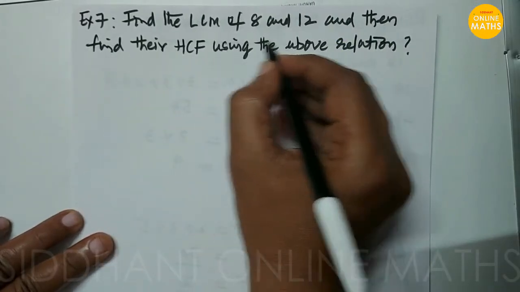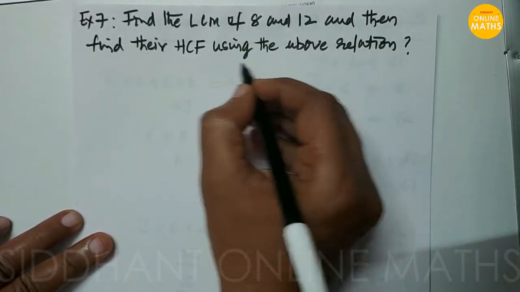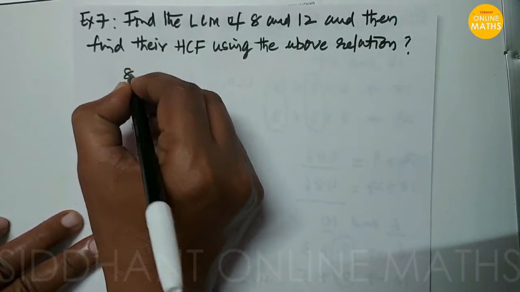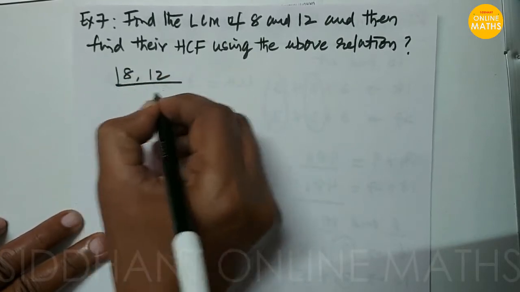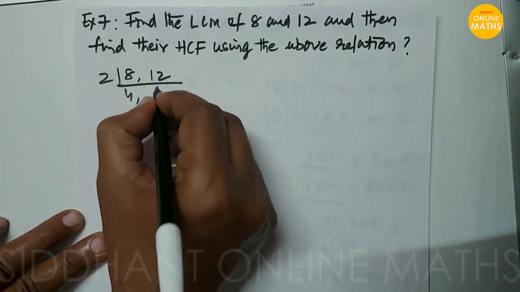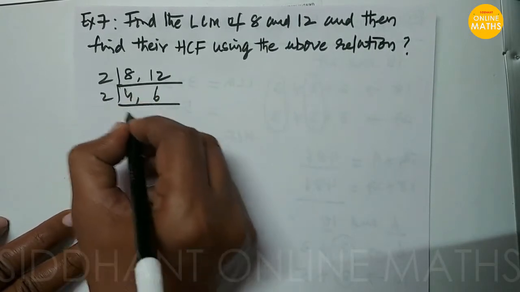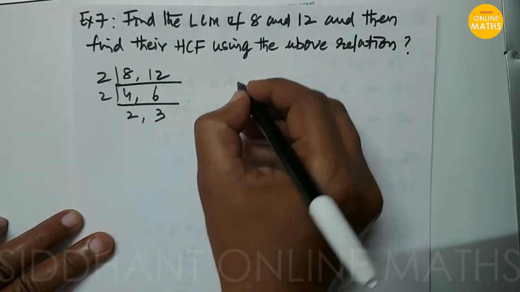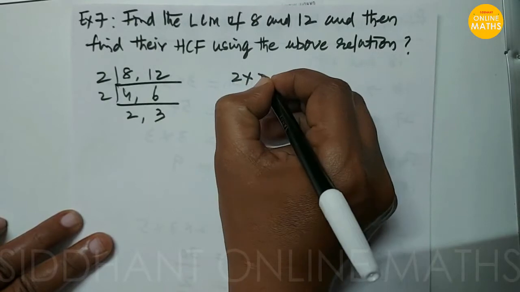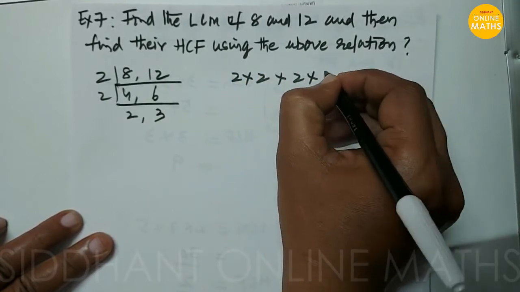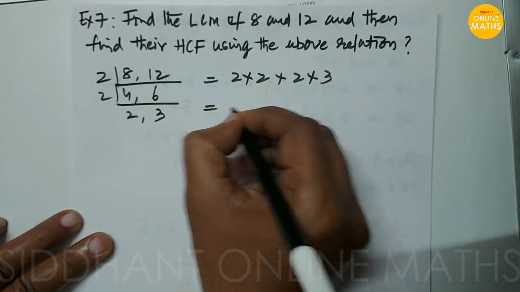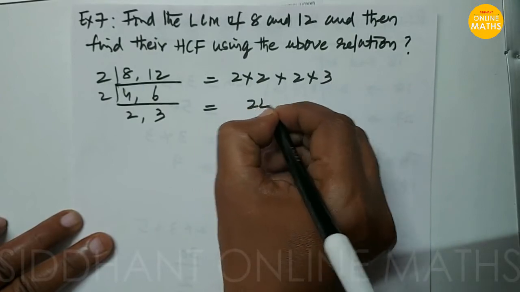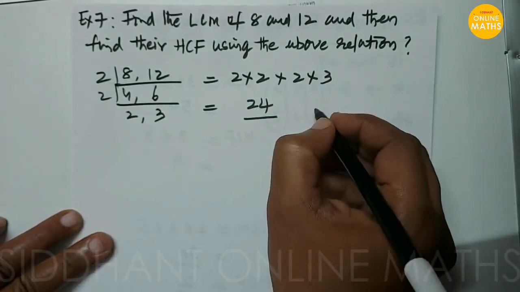Example 7, find the LCM of 8 and 12 and then find their HCF using the above relation. So here 8 and 12, we are going to find out the LCM. So it goes with 2, 4, 6, and again it goes with 2, so 2, 3. As there is no common factor now, we multiply the divisors and remainders. So 2 into 2, that is 4, into 2, 8, 8 into 3, that is 24. So this is the LCM for 8 and 12.